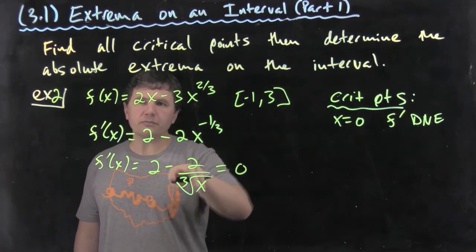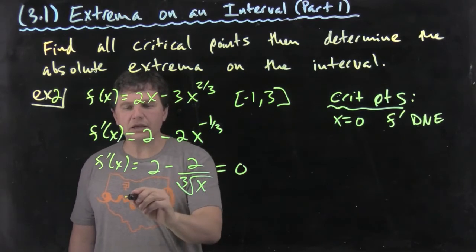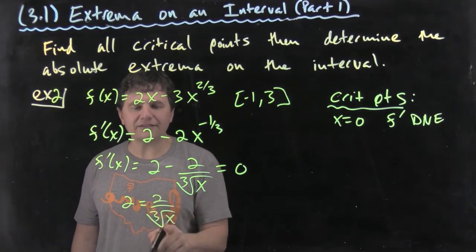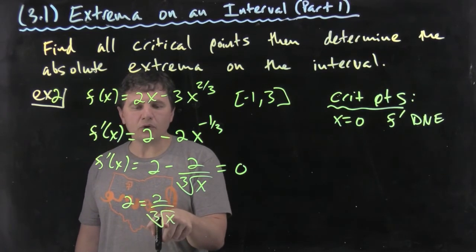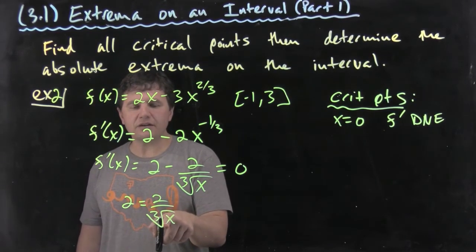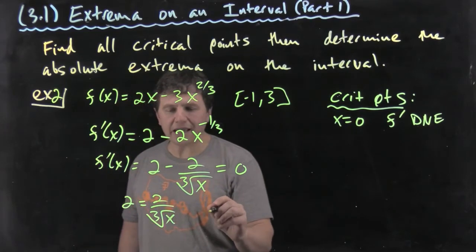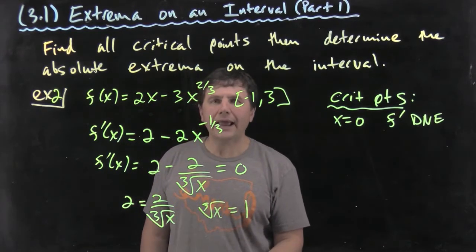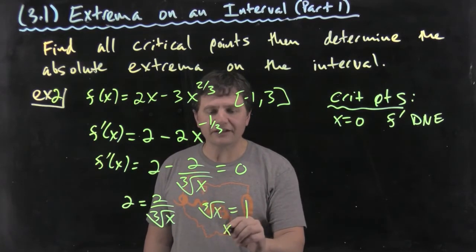The easiest way to solve something like this is get the fraction on the other side. So we get 2 is equal to 2 over the cube root of x. We can multiply both sides by the cube root of x, divide by 2. So what I end up getting is the cube root of x is equal to 1. And what that means is x equals 1.